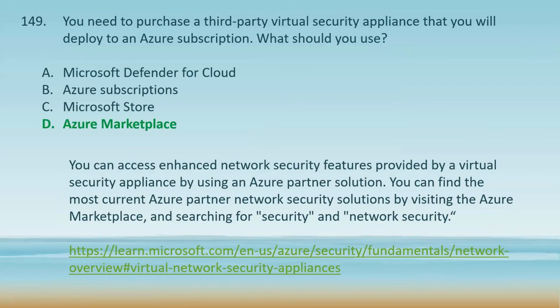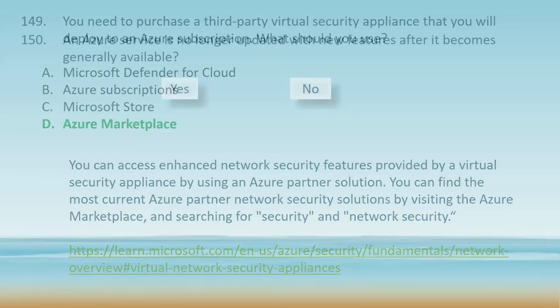There are many keywords in this question. You need to purchase a third-party virtual security appliance. So if you are trying to purchase anything in Azure, then the first place that you look for is Azure Marketplace. You can access enhanced network security features provided by a virtual security appliance by using an Azure partner solution. You can find the most current Azure partner network security solutions by visiting the Azure Marketplace and searching for security and network security.